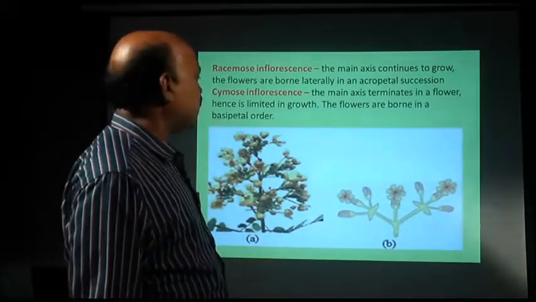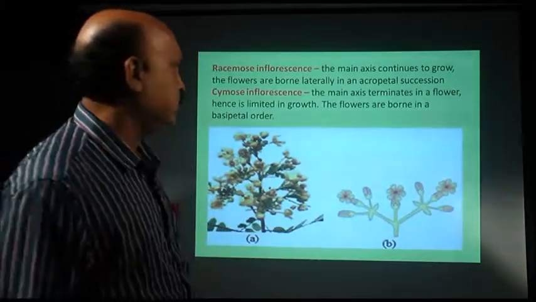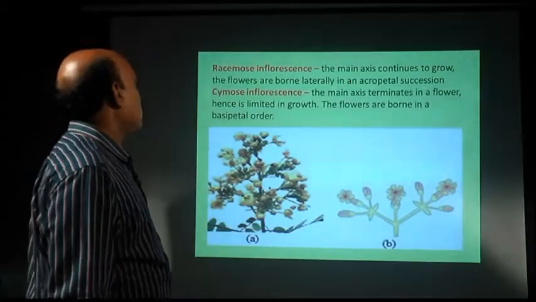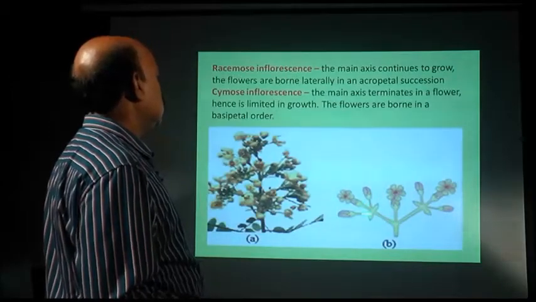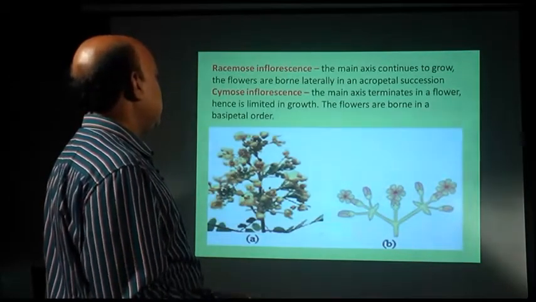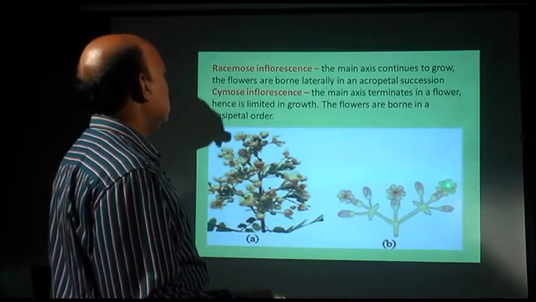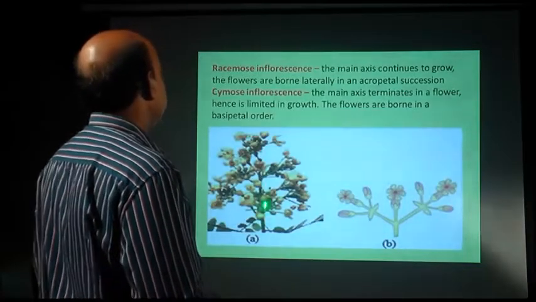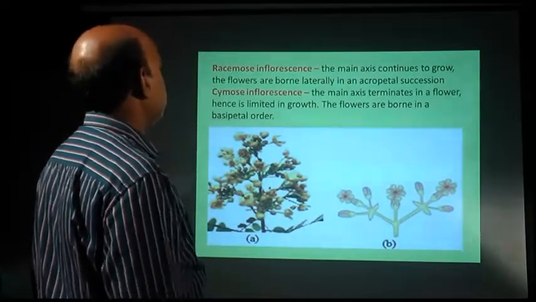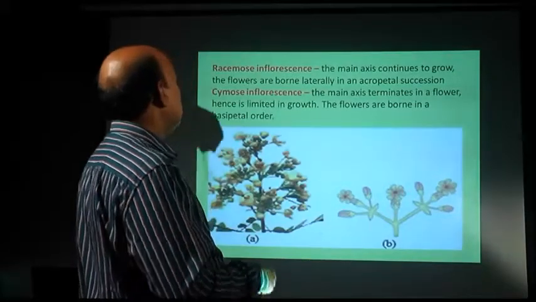Basipetal means older at the apex and younger towards the base. The axis terminates, with the old flower at the top and the younger flowers below. That is definite or terminated. Racemose is indefinite or unlimited, and cymose is terminated or definite. So it has limited growth, while the other has unlimited growth.